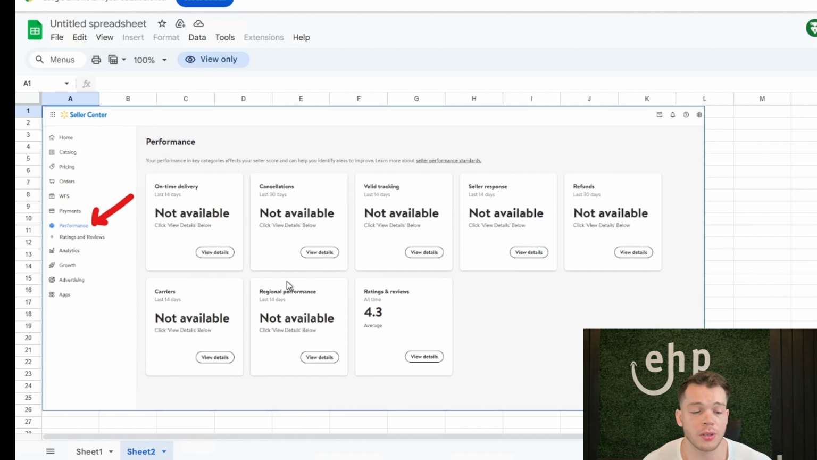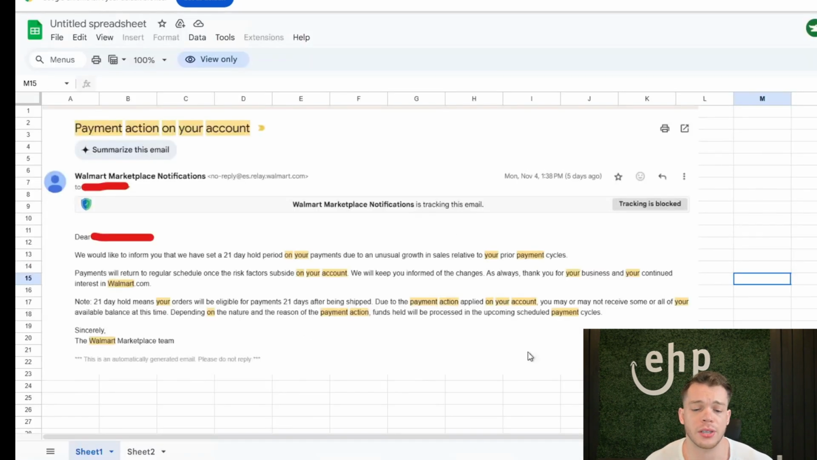So if your seller performance is good, you're shipping with WFS, things like that, you shouldn't be worried about this. Just take it one step at a time and it should get resolved within 30 days.